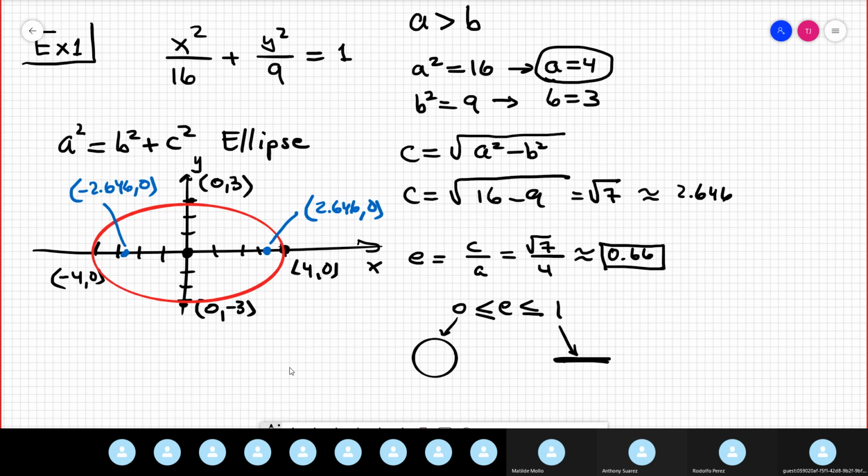Okay, let's move on to example 4. In example 4, we have something different, totally horrible. 3x squared plus 7y squared plus 6x minus 28y plus 10 equal to 0. Wow, this is completely different.